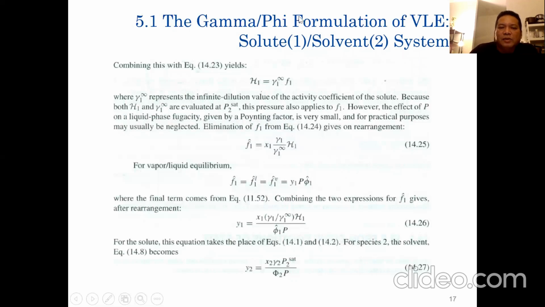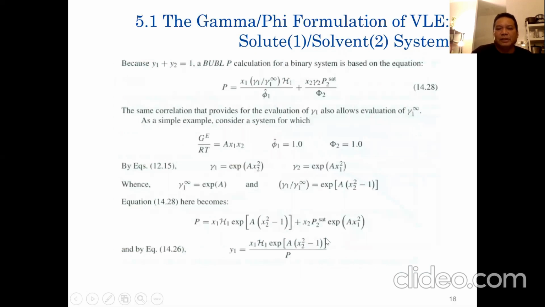So Henry's law has gamma 1 at infinite dilution, and then phi 1, and then f1 is this equation here. This is from Raoult's law. And then we know that f1 for liquid and vapor is equal to this: y1 P and then the fugacity coefficient 1. Now from this we can rewrite it again, and we find y1 equal to this equation and y2 equal to that equation. So we can use these two equations.